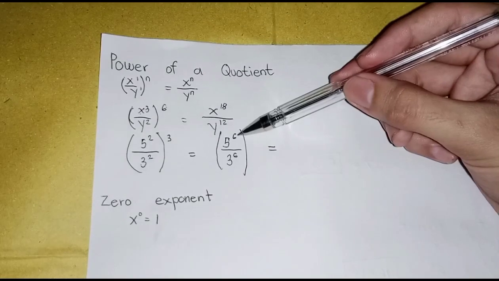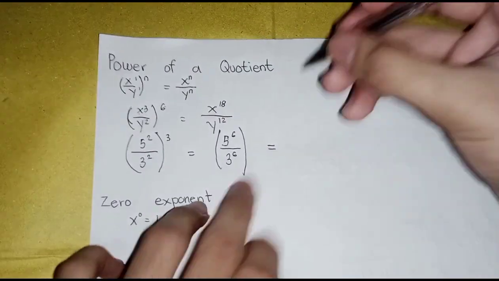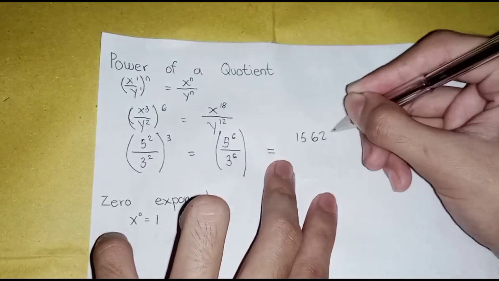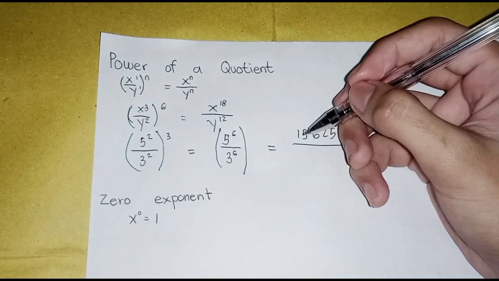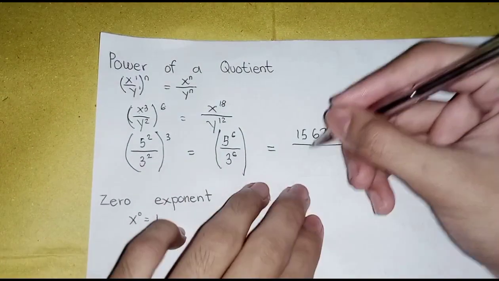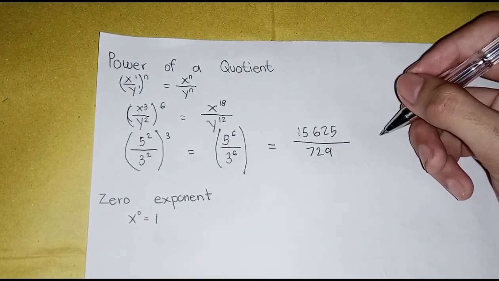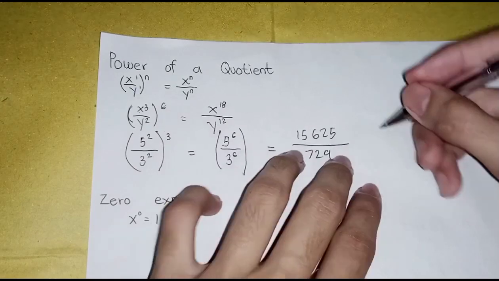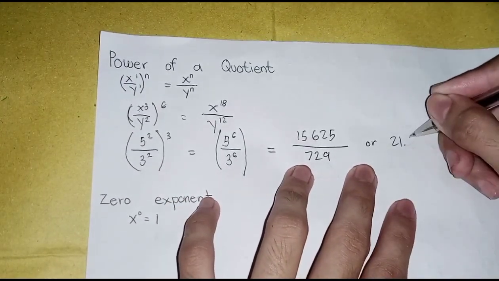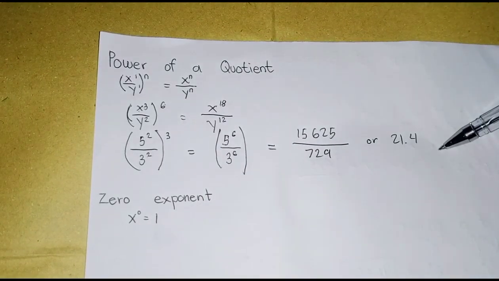And 5 raised to 6 is 15,625. And 3 raised to 6 is 729. So, pwede na yun yung ganyang answer. Pero kung i-simplify mo siya, that will be 21.4. Itong maging sagot or pwede ito.